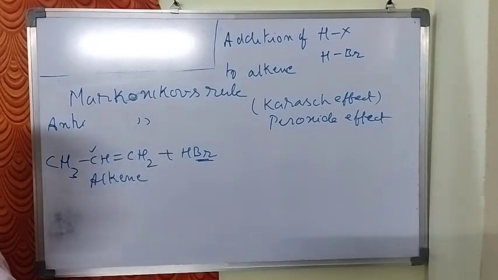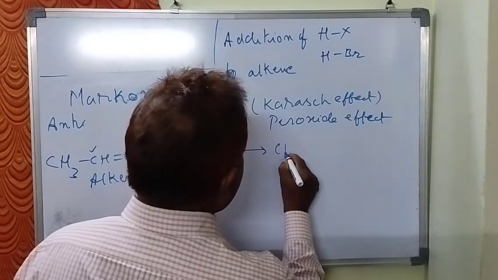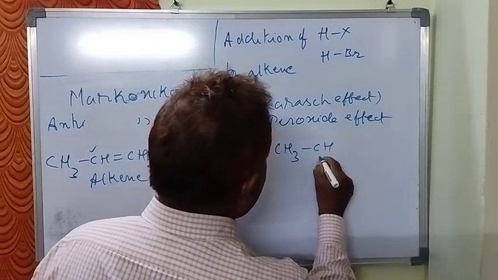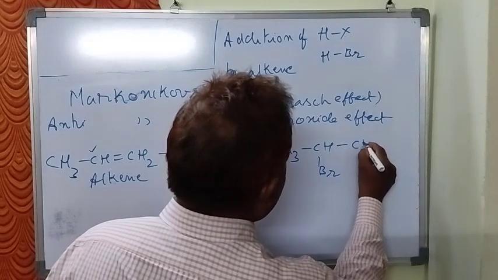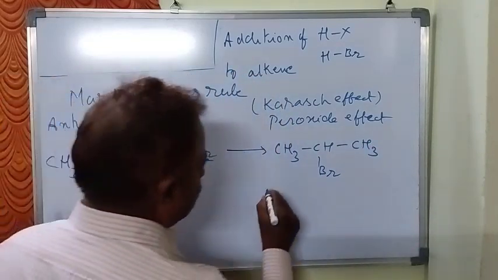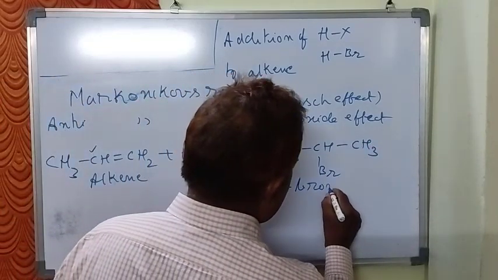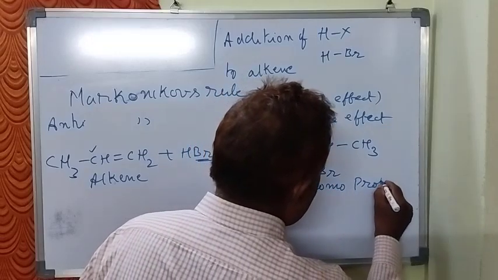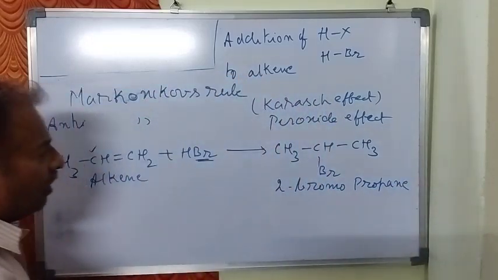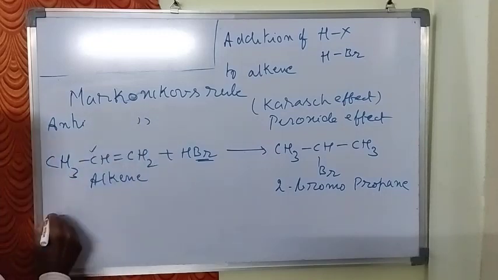That is Markovnikov's rule. The negative part of the addendum, that is bromine, attacks the doubly bonded carbon atom having a lesser number of hydrogen atoms, and of course hydrogen is added to the carbon with more number of hydrogen atoms. Therefore, what do we get here? This is CH3CHBrCH3. This is 2-bromopropane.